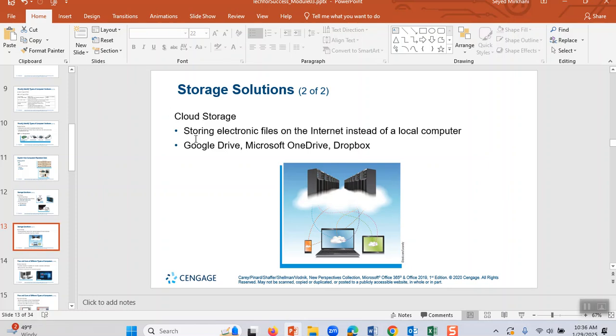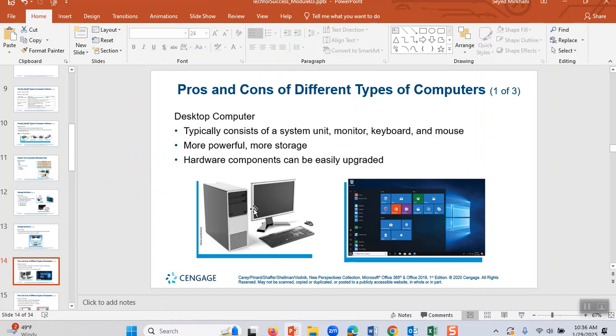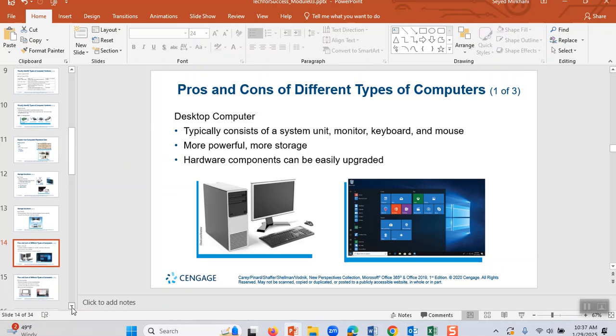And these are some devices, some tools that we can save on. We can save things on Google Drive, Dropbox, and Microsoft OneDrive. And by doing so, we save money, instead of going to Walmart and buying storage devices. And you all know about different computers. I know you know what a laptop is, what a desktop is.